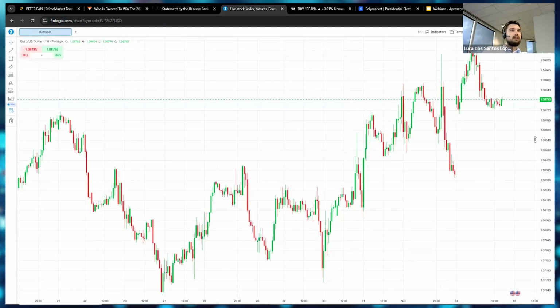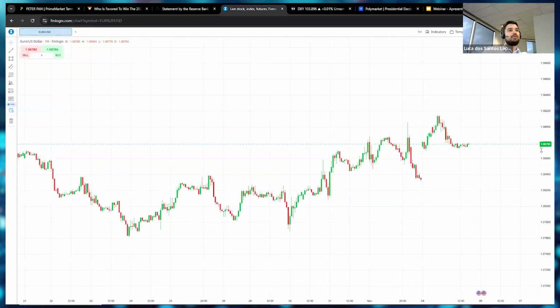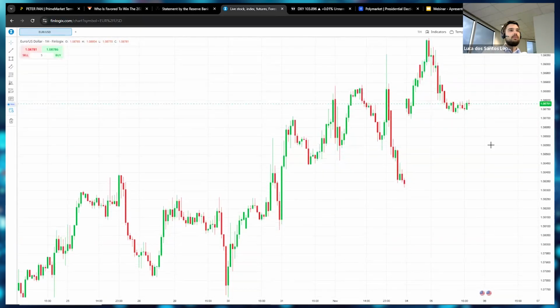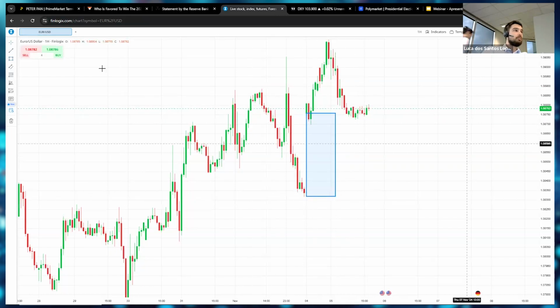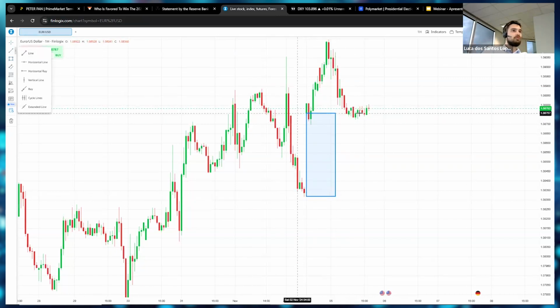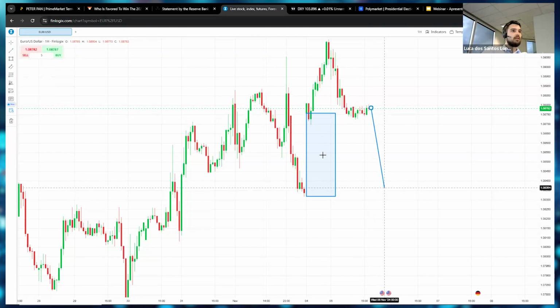Perfect. Now, it's very clear for me that Euro dollar has to close this gap. Very, very clear for me. So I'm not looking to trade anywhere until we close this gap. I could even be trading to short this until here, but I think it's maybe very risky at the moment.